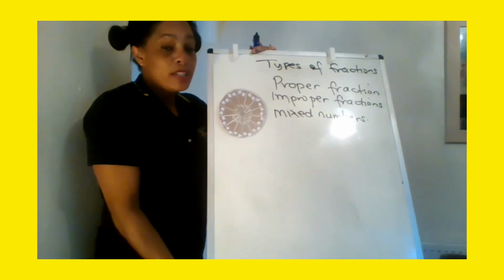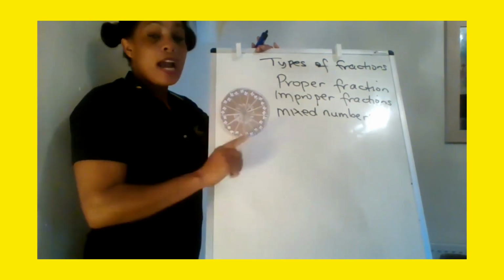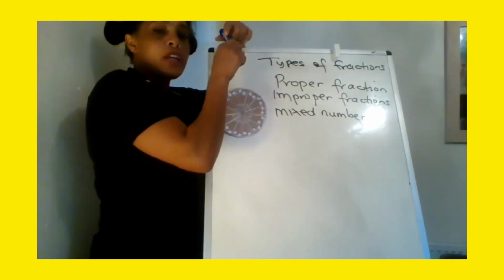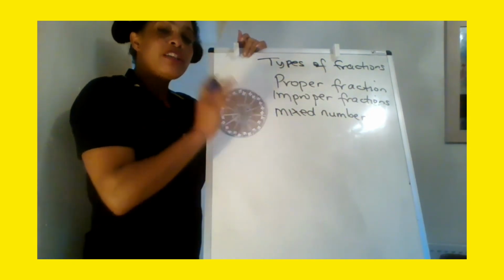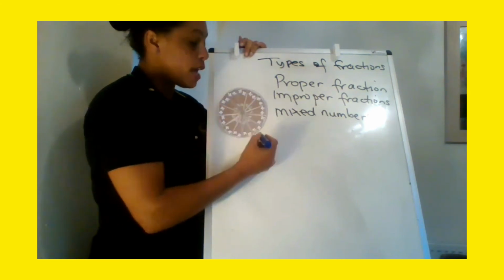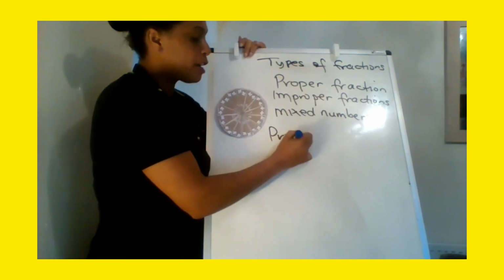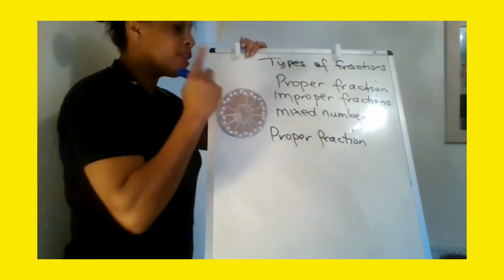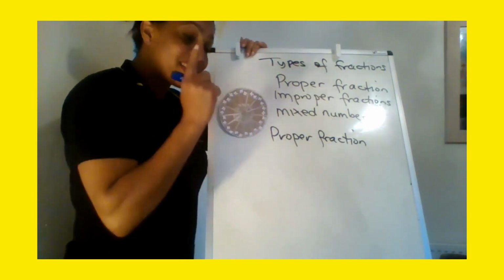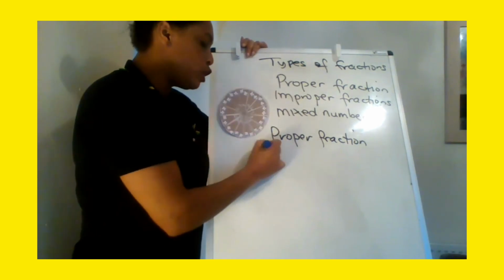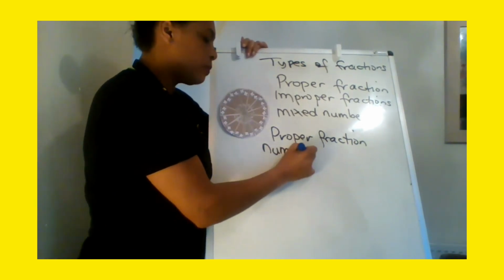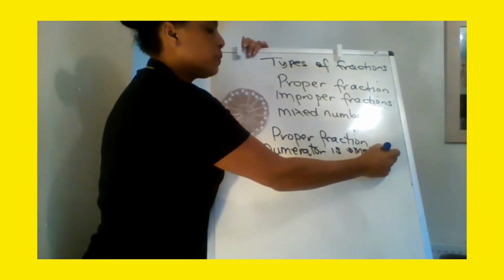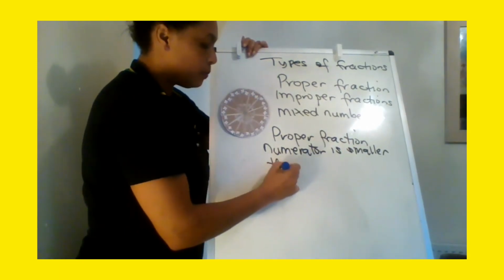Now, what did we look at today? We looked at types of fractions. So we looked at a proper fraction first. And remember, a proper fraction is a fraction that is less than 1. So a proper fraction is one in which, first of all, remember that it is less than 1, and the numerator is smaller than the denominator.